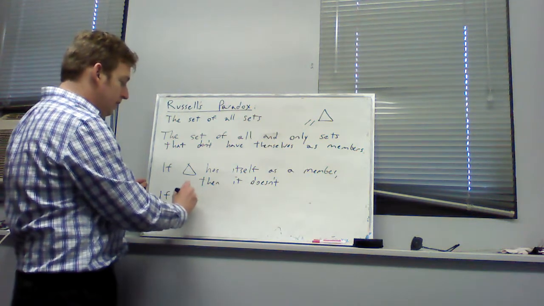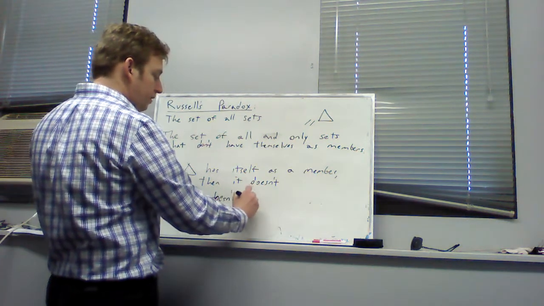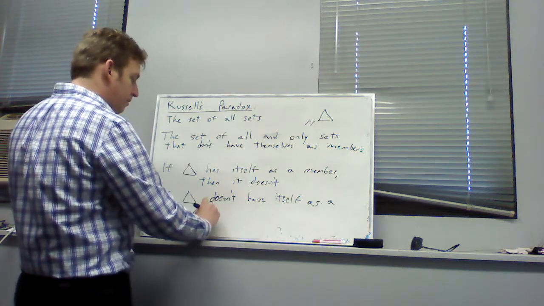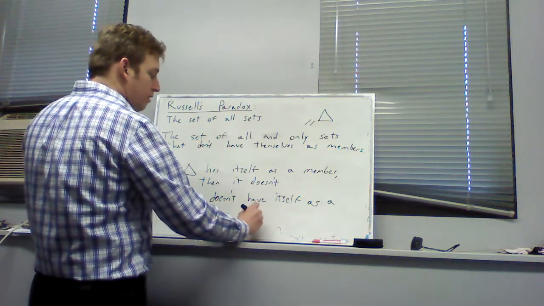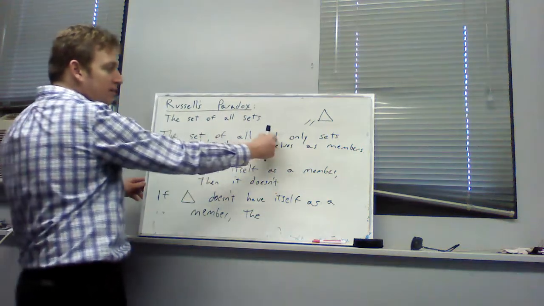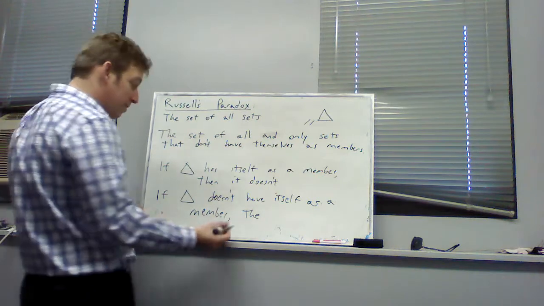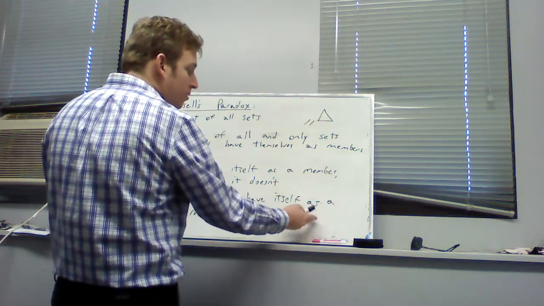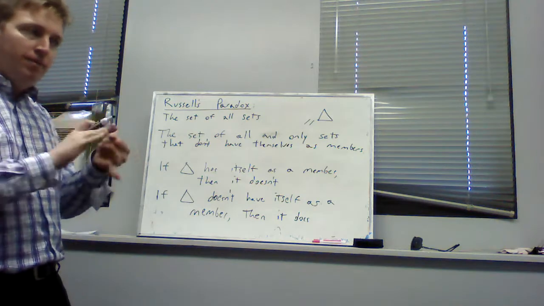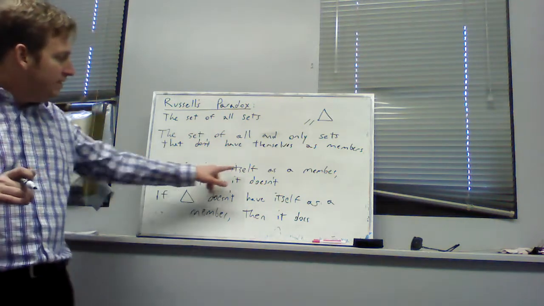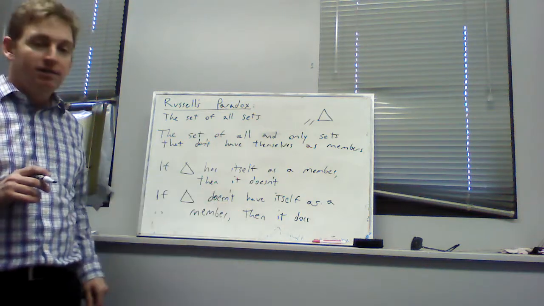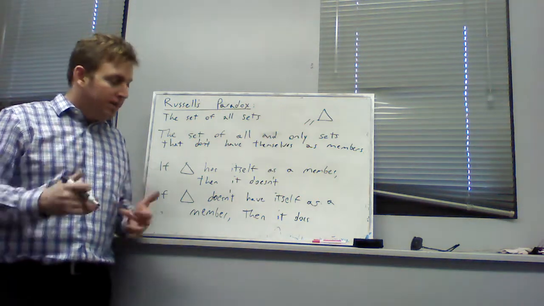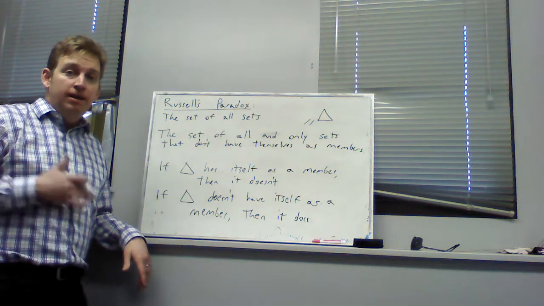But of course, if delta doesn't have itself as a member, then, well, if it doesn't have itself as a member, it's the set of all sets that don't have themselves as members, so it must have itself as a member. So then it does. So, just like the other paradoxes we've seen today, with the barber, or even, in a slightly different way, with the liar paradox, if delta has itself as a member, it doesn't, and if it doesn't have itself as a member, it does. Well, look, it's got to be one or the other, so if it's either one, it's both. We seem to have another paradox that flies in the face of the law of non-contradiction, and in the face of Aristotle, basically.